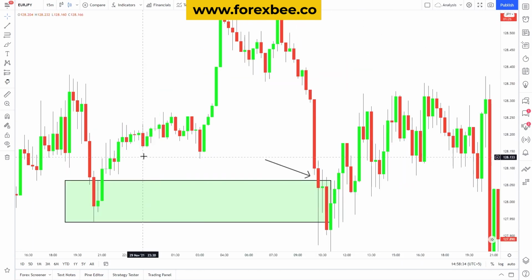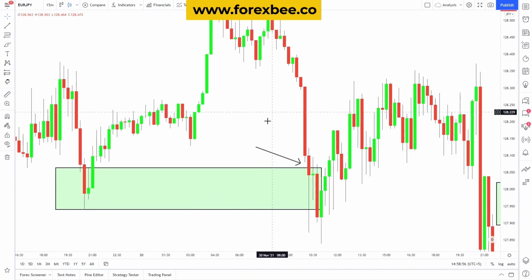So let me show you another example of a weak demand zone. Okay, so here we can see the formation of a drop base rally demand zone, and here too we can see that the price did not come back to the zone right after its formation. It took a while. Okay, and when it did come back, we can see that it took a long time because the price continued moving above the zone. So this is a weak demand zone.